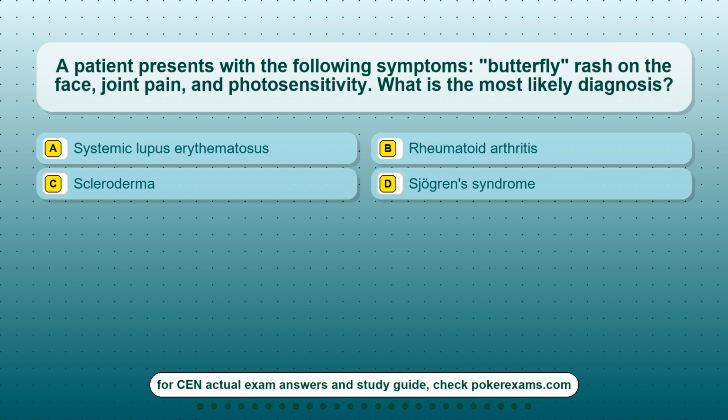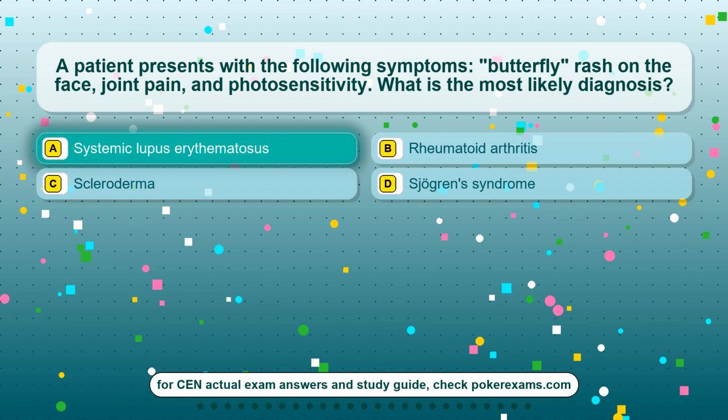Question 25. A patient presents with the following symptoms: butterfly rash on the face, joint pain, and photosensitivity. What is the most likely diagnosis? Option A. Systemic lupus erythematosus. Option B. Rheumatoid arthritis. Option C. Scleroderma. Option D. Sjogren's syndrome.